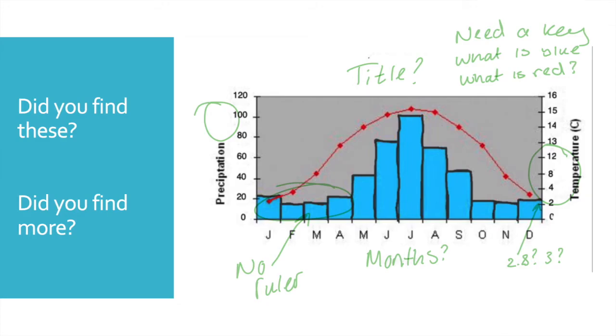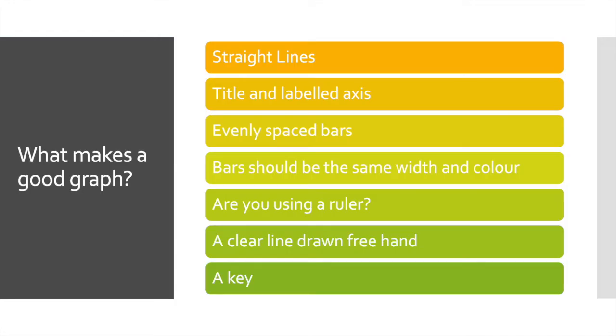Using this information, we can create a success criteria. Let's go through these, and then I will get all of you to copy this down. At the top, straight lines, really important. You want it to look professional and clean, with fewer mistakes if there are straight lines. A title and labelled axes. We've just seen that if there's no title, we don't know what it means, and if it's not labelled, we don't know what's on each axis. Evenly spaced bars, that's really important. Today, we're going to have each bar spaced apart from one another. Each of the bars should be the same width and the same colour to show they're representing the same thing.